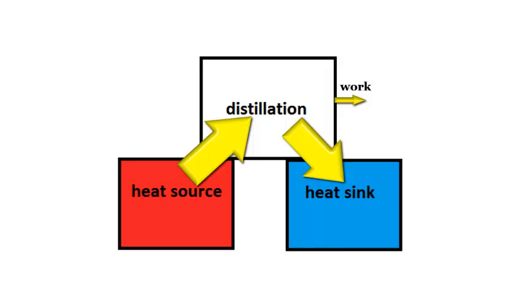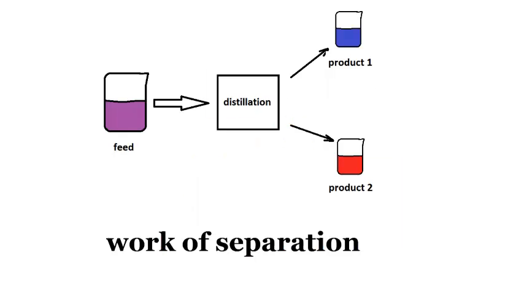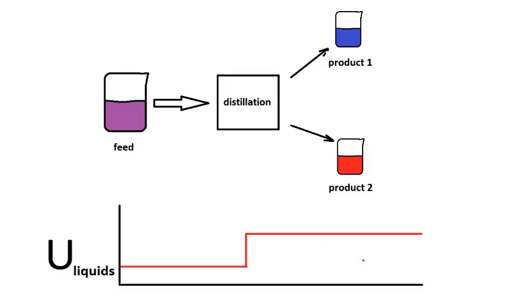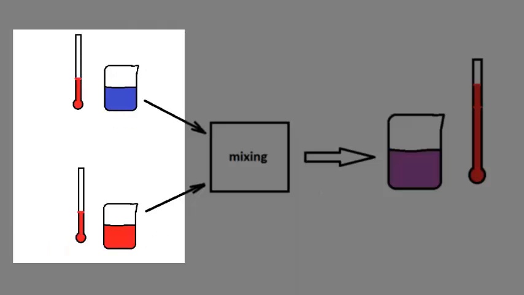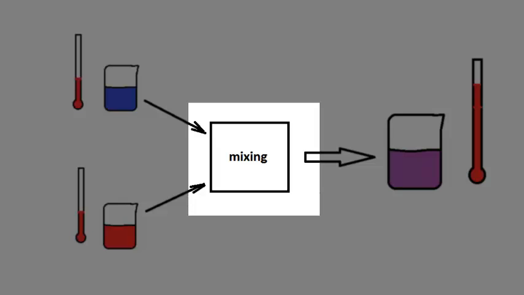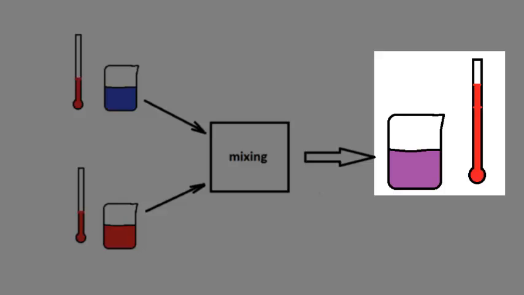Distillation operates in the same way, but the useful work generated is not mechanical, but chemical in nature. It is called the work of separation, and it refers to an increase of internal energy. We can observe and measure this work by allowing the products to come to room temperature and recombining them. The work of separation is released as the heat of mixing, causing a temperature increase.